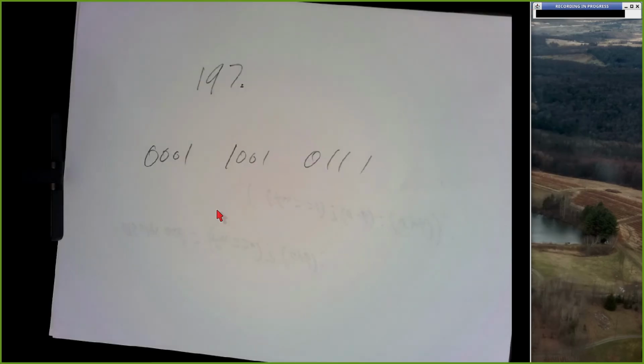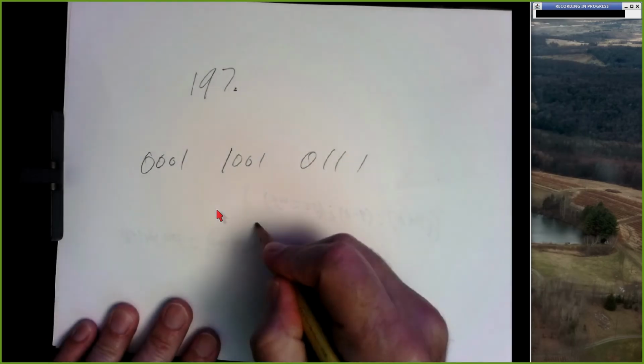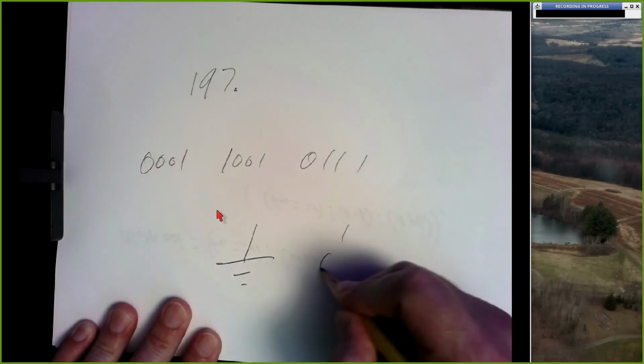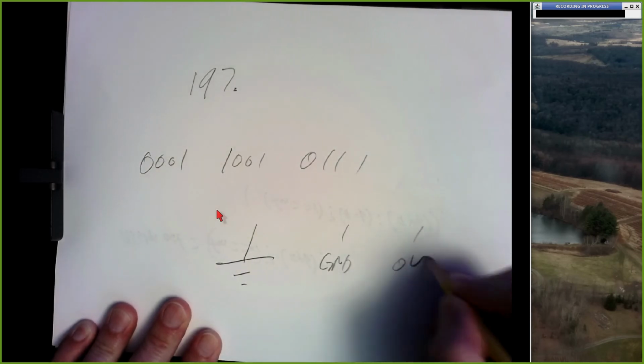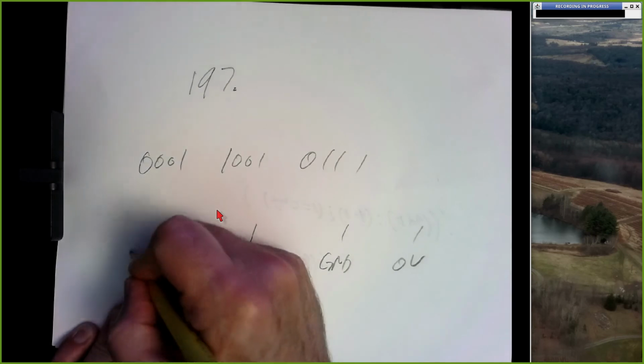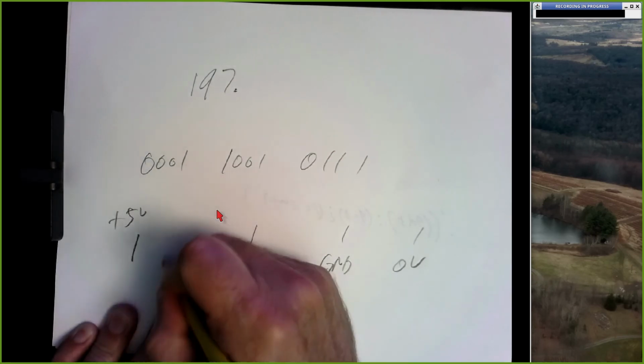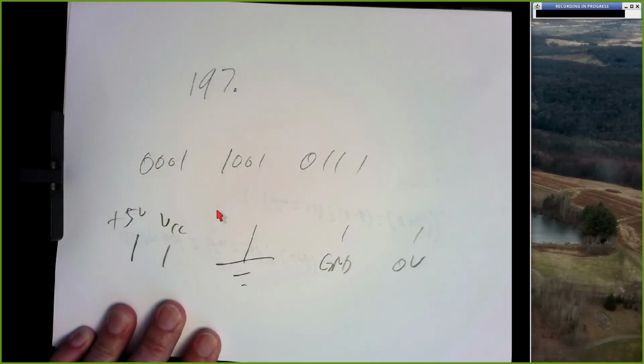Let's simplify some headaches down the road. This is a symbol for ground. This is a symbol for ground. This is a symbol for ground. This is a symbol for 5 volts. This is a symbol for 5 volts.